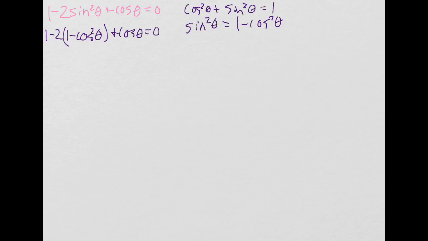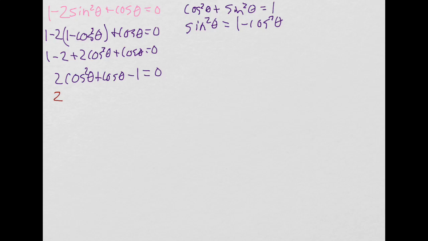And now go ahead and distribute that negative 2. 1 minus 2 plus 2 cosine squared theta plus cosine theta equals 0. And now just rewrite this and simplify it. Sorry, that should be a positive. 2 cosine squared theta plus cosine theta, and then we have 1 minus 2 is minus 1, equals 0. And now we want to factor this.